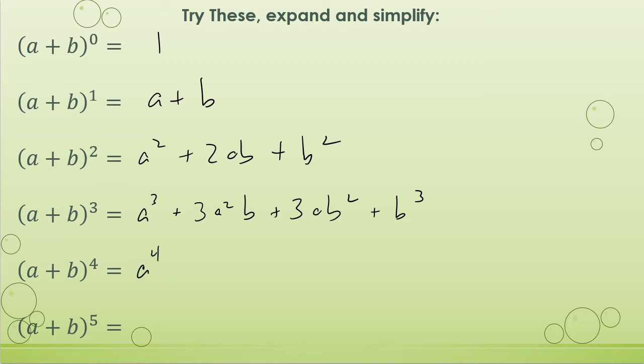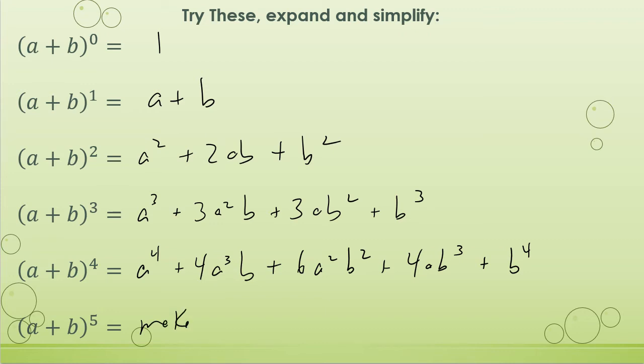This is typically where students start to cry when they're doing this the long way. A to the 4 plus 4a cubed b plus 6a squared b squared plus 4ab cubed plus b to the 4. And then once they get to a plus b to the 5, they give up and say things like, makes my eyes hurt. So I'm going to write, makes my eyes bleed. Ugh.